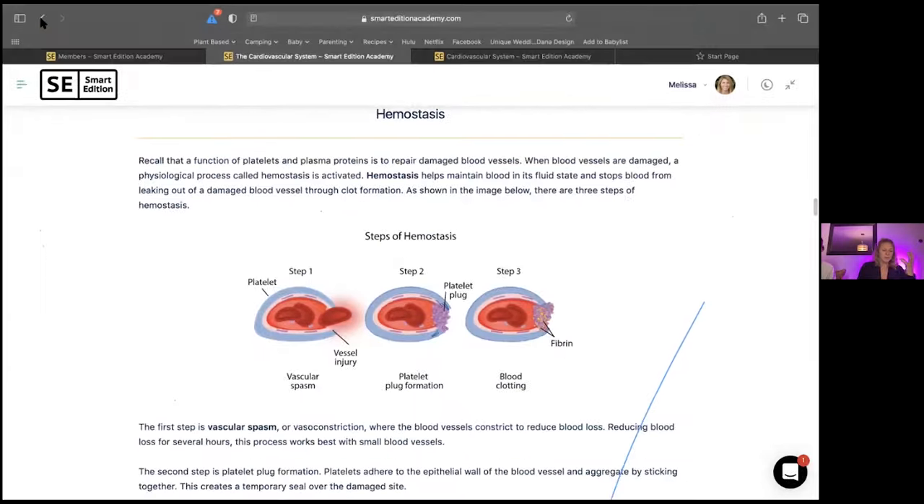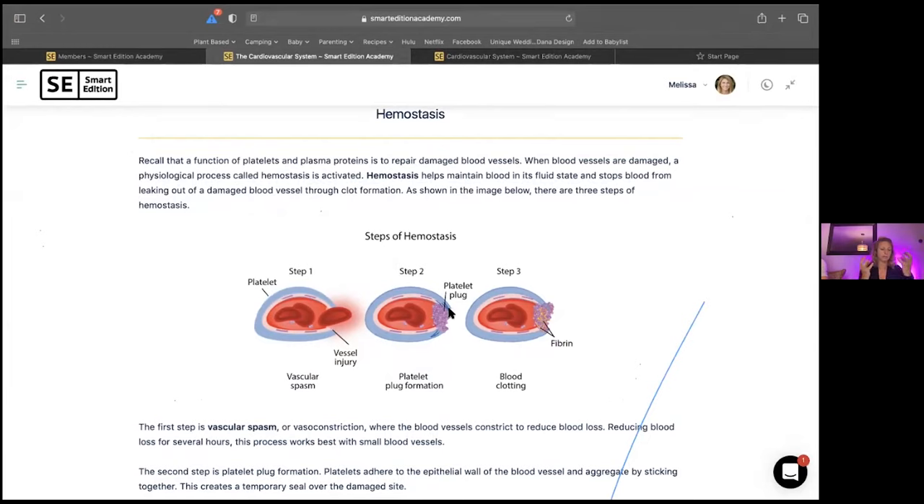So the first step of this is a vascular spasm, where the blood vessels constrict to reduce the blood loss. After the platelets form this plug or temporary seal, they send out more chemicals that attract clotting factors. These clotting factors work together to make a web of tiny protein threads, as you see here, more like right in here.